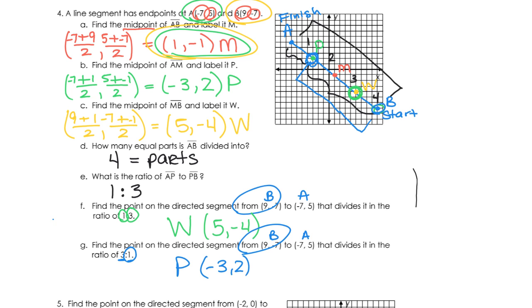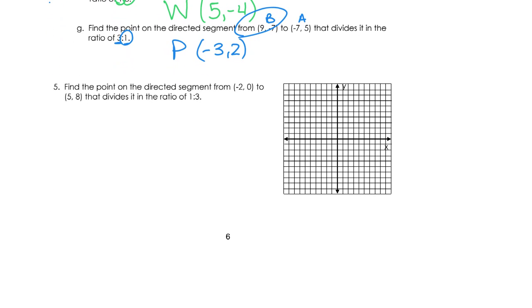All right, so hopefully that makes sense. All right, let's see, one more question. Number 5 talks about find the point on the directed segment from -2, 0 to 5, 8. 5, 1, 2, 3, 4, 5, 8.